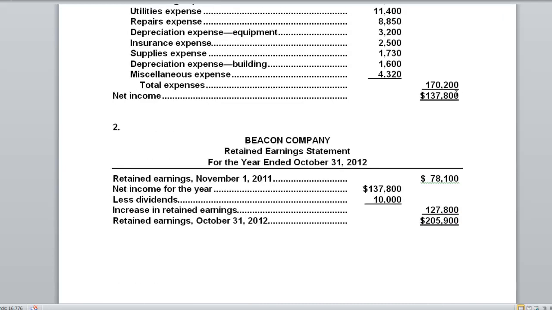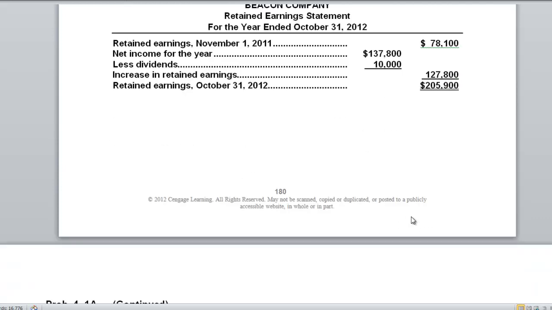So as we're preparing the statement of retained earnings, we use this number for net income, and that increases. We started out with $78,100. It's increased by this amount here. We're also going to have dividends that are going to decrease our retained earnings. And once we've made those changes, we're left with $205,900 for our ending balance of retained earnings. Now, this is going to find its way to the balance sheet.